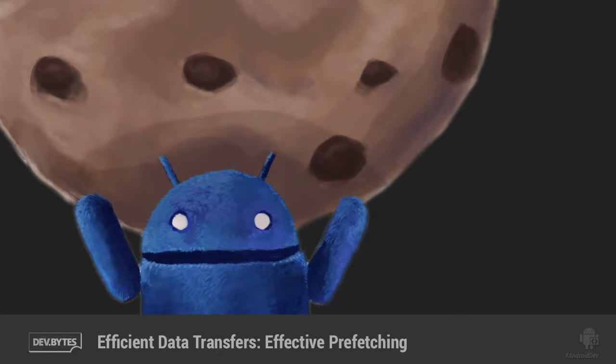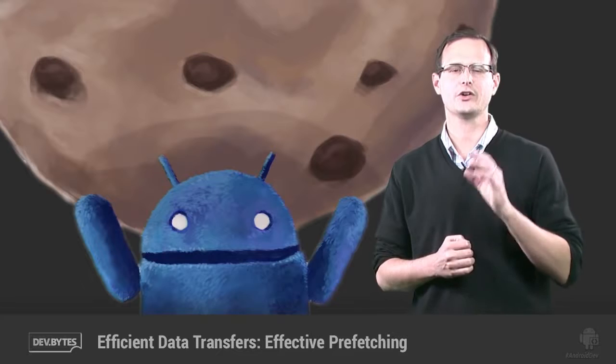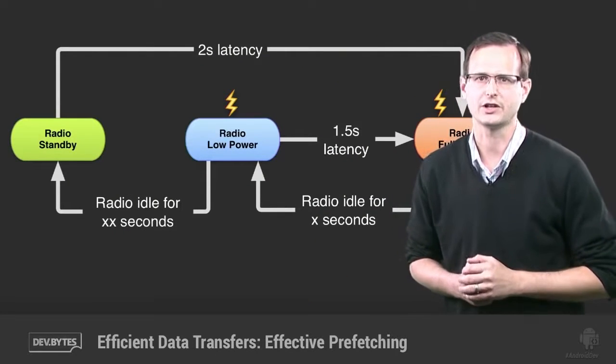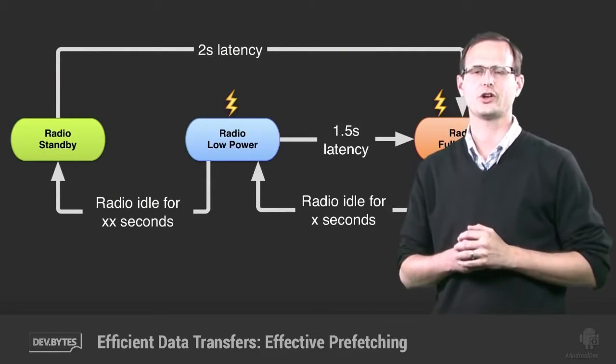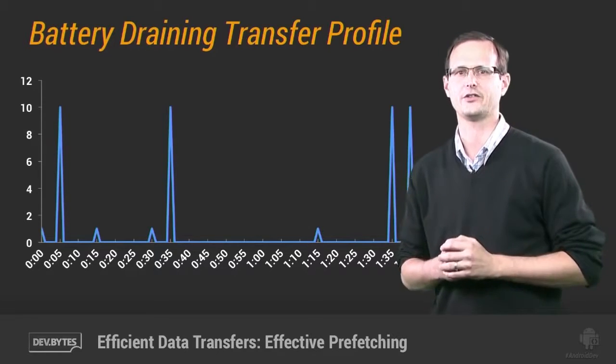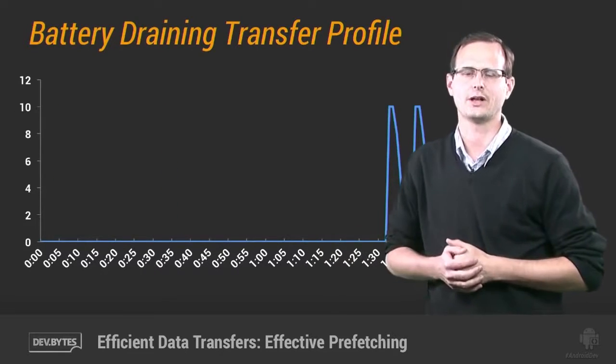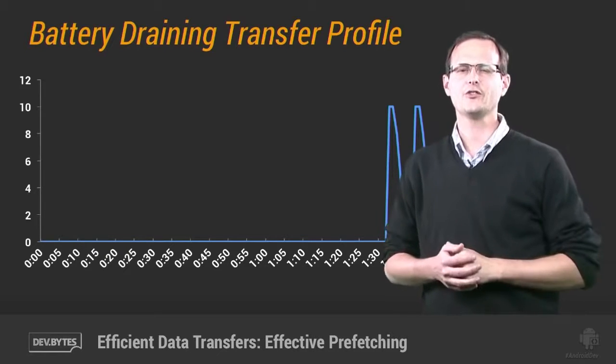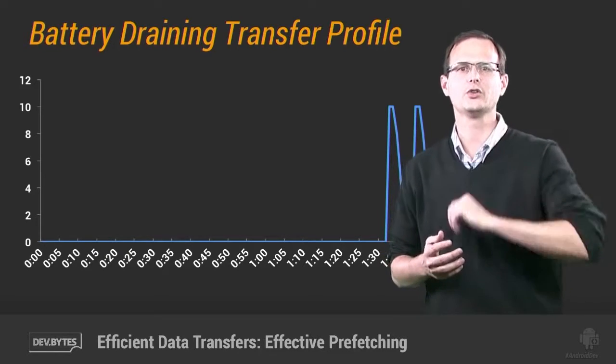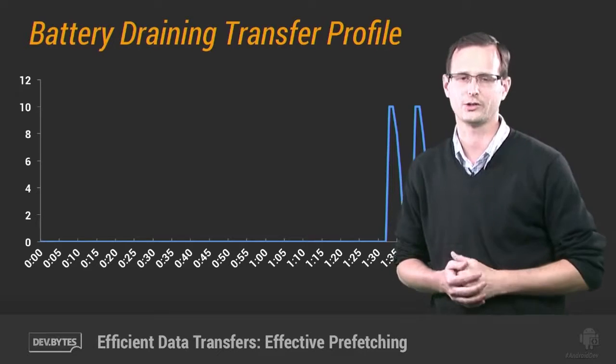This efficient data transfers DevByte focuses on how you can use prefetching to implement the big cookie model of efficient data transfers and improve your app's user experience by reducing latency and improving battery life. In previous efficient data transfers DevBytes, I looked at the cell radio state machine and examined ways to analyze apps' data transfer profiles to uncover anti-patterns such as these short intermittent peaks and consecutive but non-overlapping downloads. Having discovered potential problems, in this episode I'll look at how to use prefetching to solve some of them.